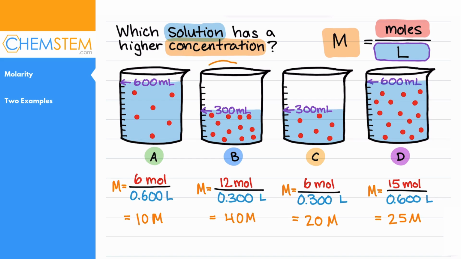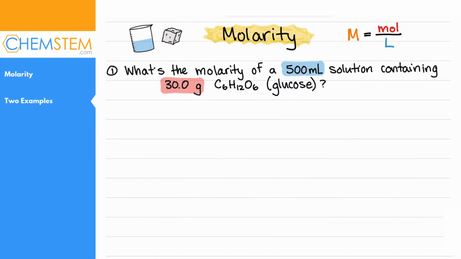So we see that solution B has the highest concentration. It has the most moles of the solute in the given amount of space. Oftentimes when you have to calculate molarity, you won't necessarily be given moles, you might be given grams and have to convert. So let's see what that looks like. Let's do a practice problem.